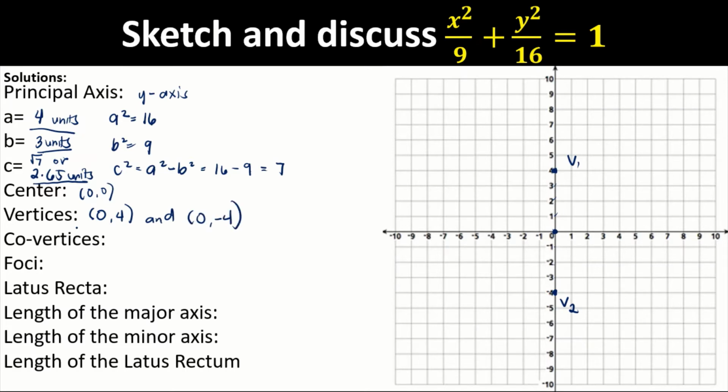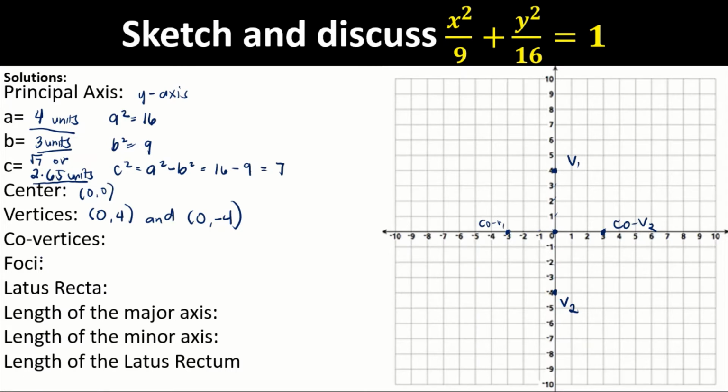Next, for the co-vertices, we're going to use the value of B, 3 units to the left and to the right, perpendicular sa principal axis mula sa center, 1, 2, 3. Okay, this point is the V sub 1. And 3 units to the right, 1, 2, 3. So, this point is the V sub 2.